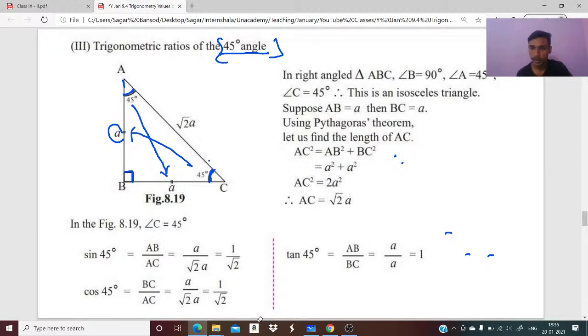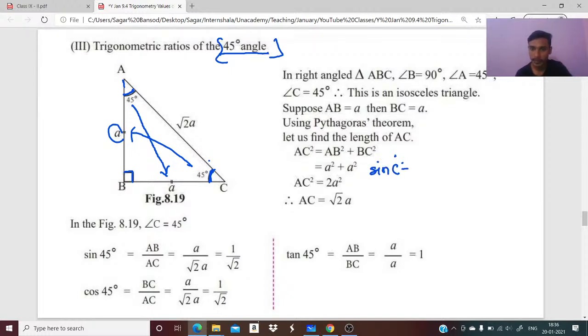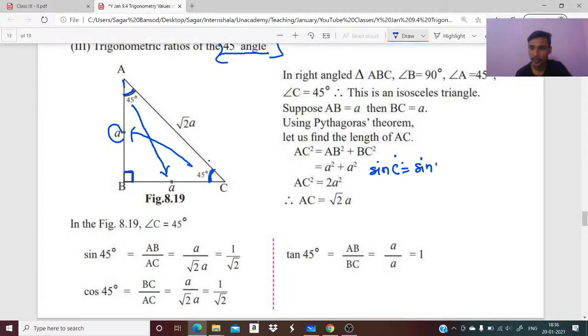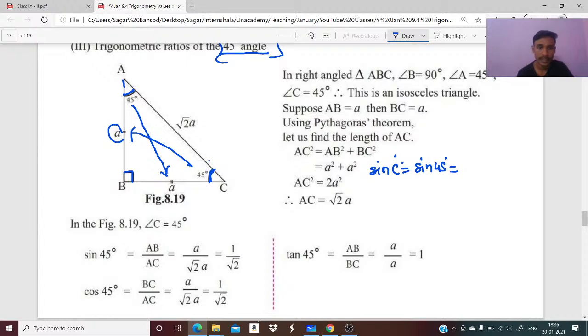In the given triangle, let us suppose that angle C is the 45-degree angle. We don't need to suppose it, it is a 45-degree angle, right? Now if I ask you to find the value of sine C, which is sine of 45-degree, I hope you know that sine is given by the opposite side.